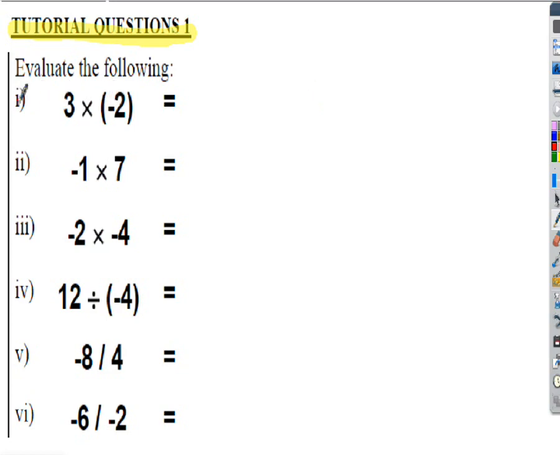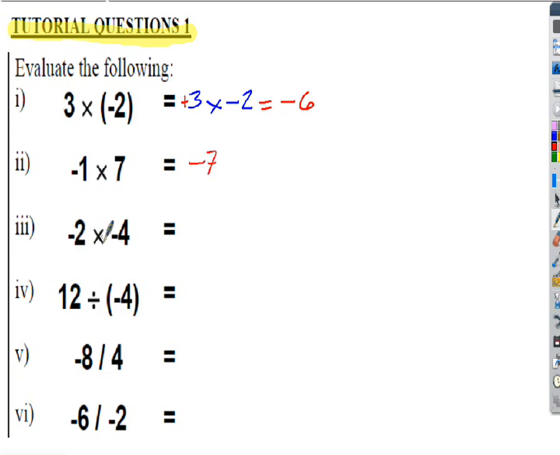Reviewing the questions here, question 1, we've got 3 multiplied by negative 2. I don't really need the bracket there, by the way. I could write that as 3 multiplied by negative 2, it means the same thing. We've got unlike signs here, a positive and a negative, so that will be negative 6. Question 2, I've got negative 1 multiplied by positive 7, so that will be simply negative 7.